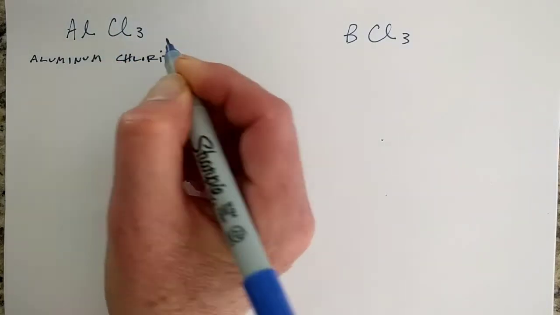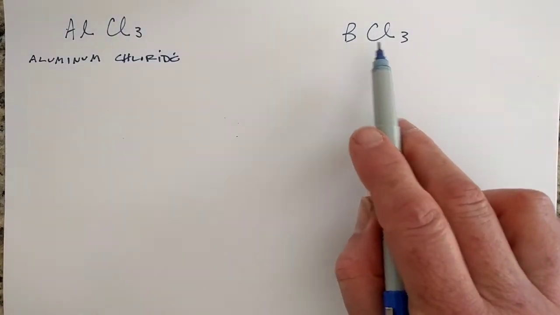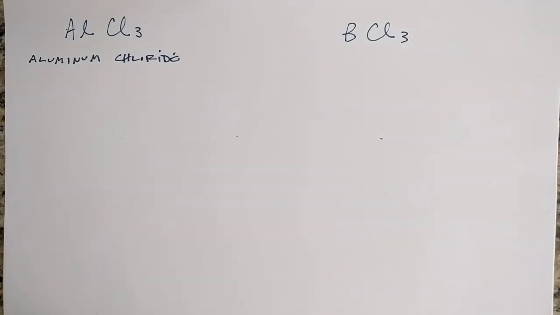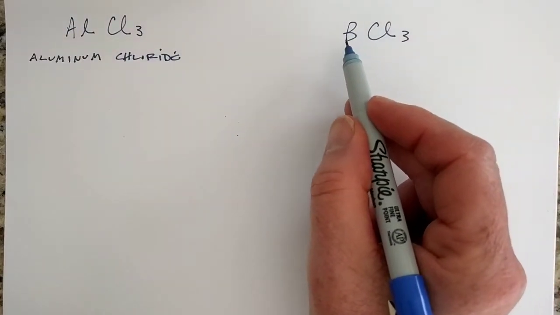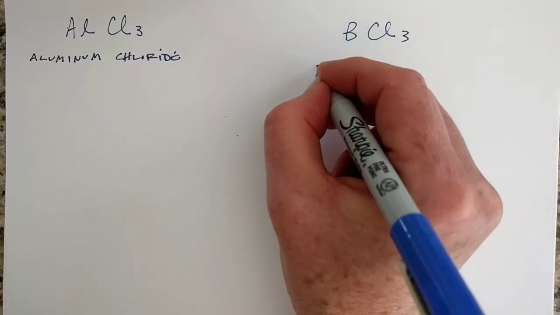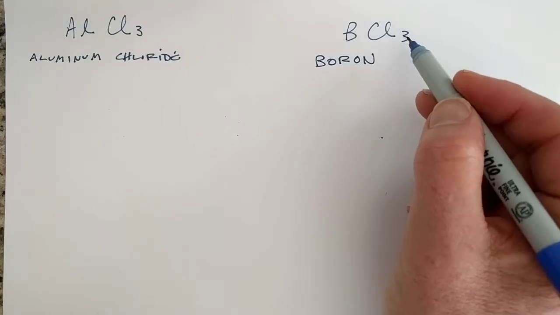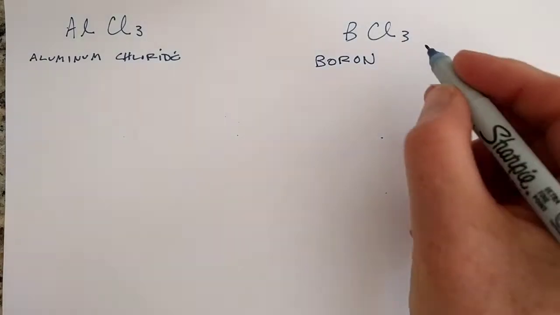So our name is aluminum chloride. Now, let's do BCl3. So we look at where boron is on the periodic table. Boron is to the right of the staircase, so we need to use the prefix system. We have one atom of boron, so our first element doesn't get the mono. It's just boron, the full name of the first element. And then we use a prefix for the number of our second element. So this is boron trichloride.